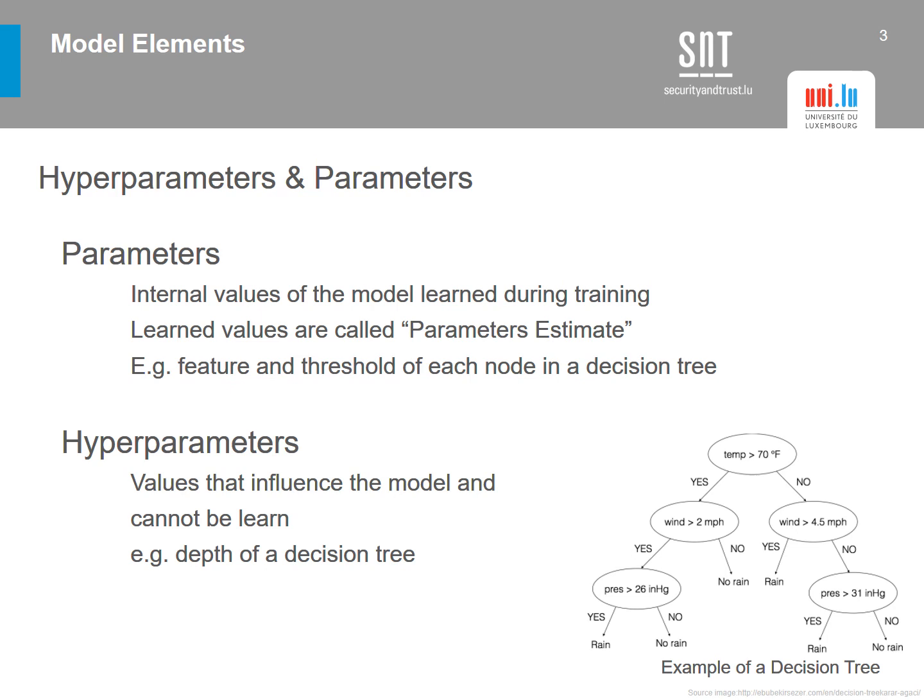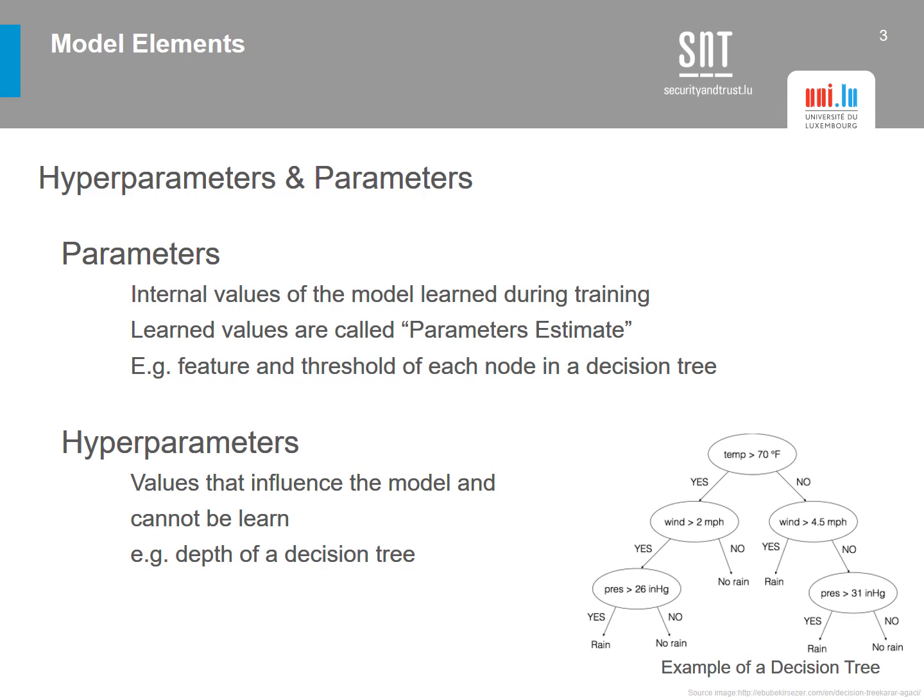In the example of decision tree here, we have the root node, the first layer, the second layer, and the leaf node. So the depth of the tree will be 4 or 3 depending on whether you are counting the root node or not. So we have some internal values of the model that can be learned, that is the parameters. Some that cannot be learned, that is hyperparameters.